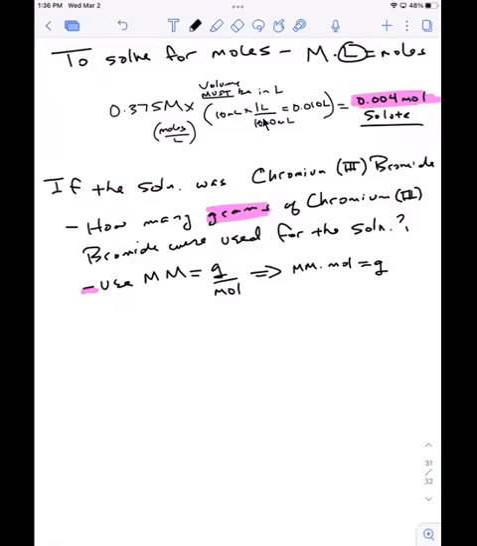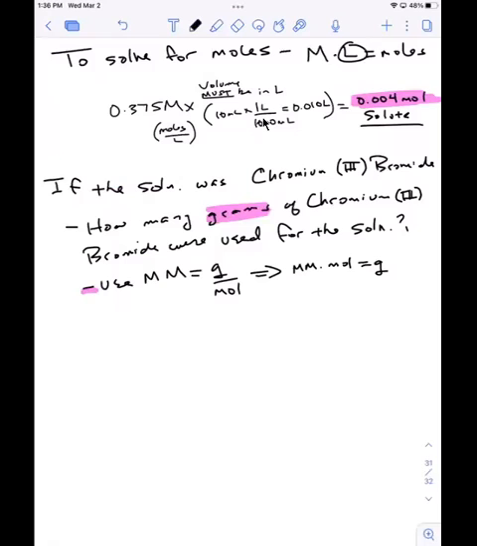That's when you break it down, right? So what do we need to know? We need to know what the formula is, don't we? It's given to us in word form, but we got to write it out with the right subscripts so we can know exactly how many atoms of chromium there are, how many atoms of bromine there are.